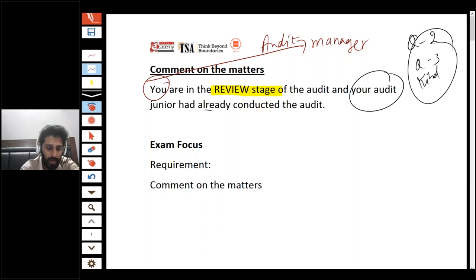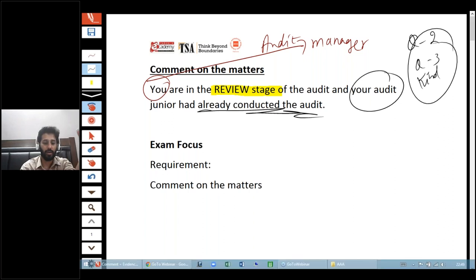And your audit junior had already conducted the audit. Now you see that I am changing the style of the question. All right, so please think accordingly. Now you are in the completion and review stage, and your audit junior had completed the entire audit, and you are in the review stage, and you need to comment on the matters.